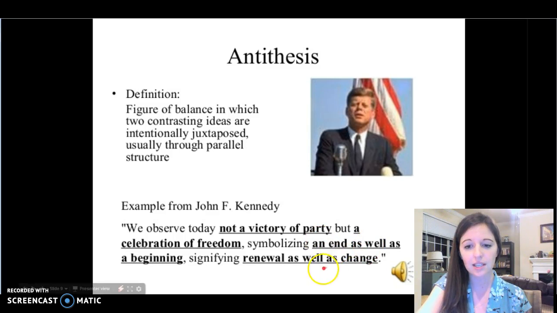It's two sentences that have grammatical similarities. And those grammatical similarities should emphasize the contrasting ideas. So here, the parallel structure emphasizes end, beginning, renewal, and change, which are the important concepts in this antithesis.